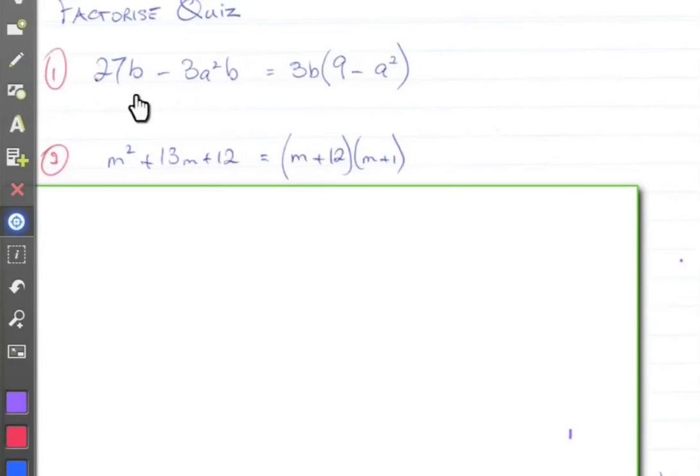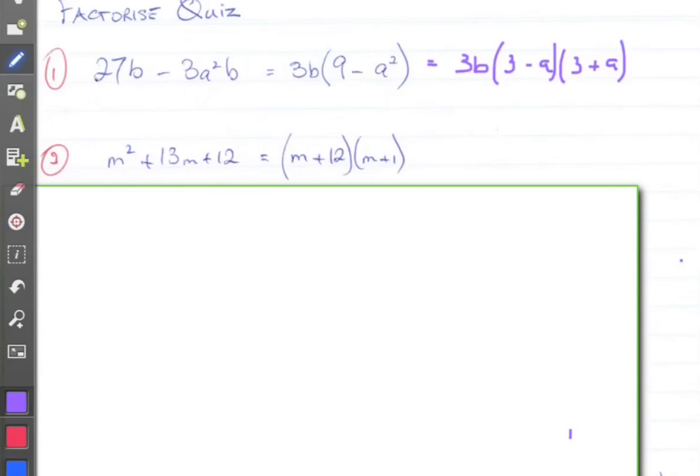There's the first question, 27b minus 3a squared b, and everybody got this right, which is really good. Now just be careful that although I marked this correct, 3b, 3 goes into 27 and 3, and there was a b there and it's left this thing here. Rightly, what you should have then done is identify that this thing here is a square minus a square, and so the full and correct answer to this is 3b outside of, and it's a difference of two squares, so it's 3 minus a, 3 plus a.